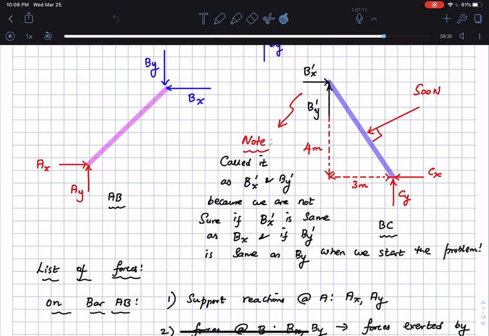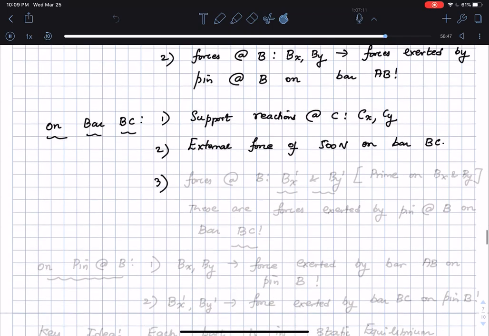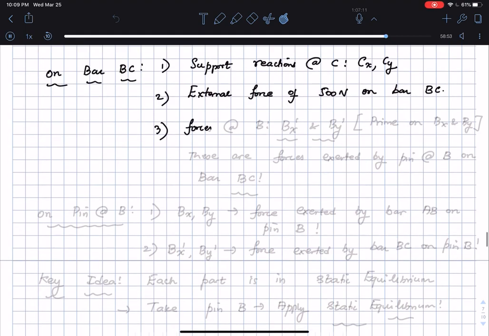But then hopefully, this is the note that I want to keep in mind here. Okay, but then we hopefully realize that they're all probably going to be the same at some point, and let the equilibrium equations dictate that they're going to be the same. Okay, so in this case if I write out the list of forces on the bar BC, I have the forces at B, which is BX prime and BY prime. Okay, these are the primes on BX and BY. Please notice that.